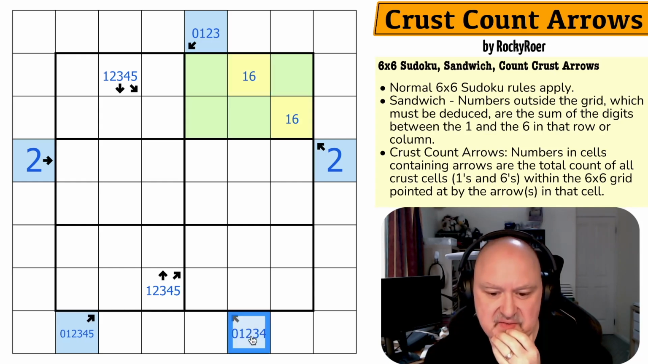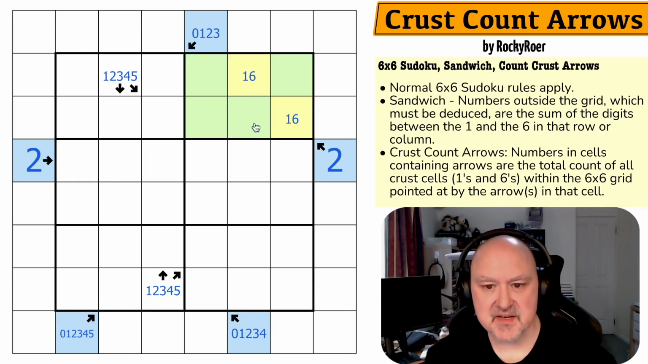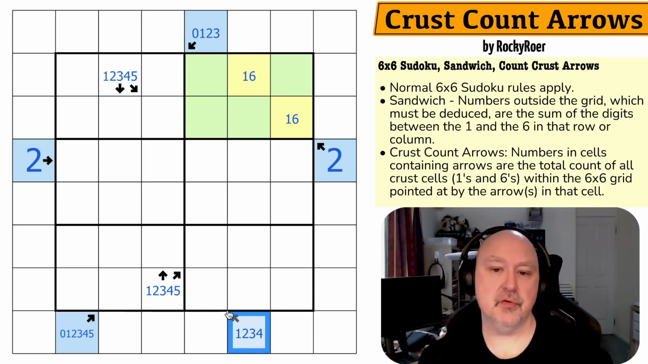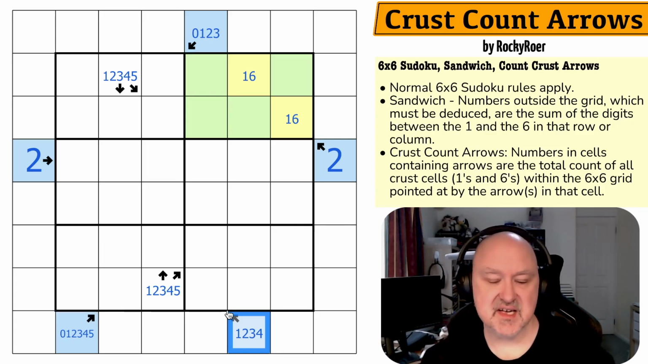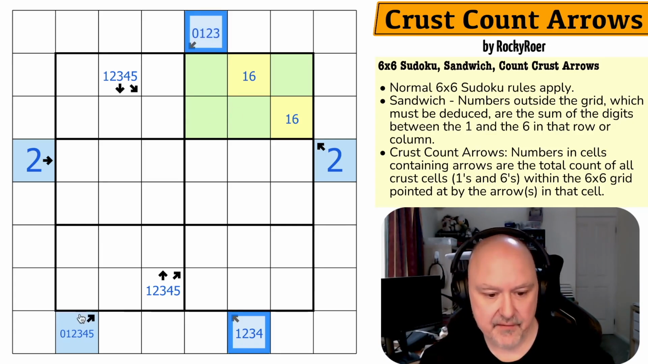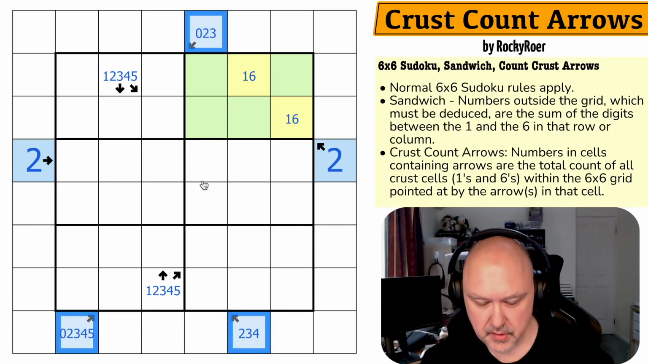Now that's a crust for that clue. So this can't be a 0 because I can't put the 2 things together. So this isn't a 0. You could never have a 1 sandwich clue, because in order for it to be 1, it'd have to go 1, 1, 6, and that doesn't work. So you can never have a 1 sandwich clue.